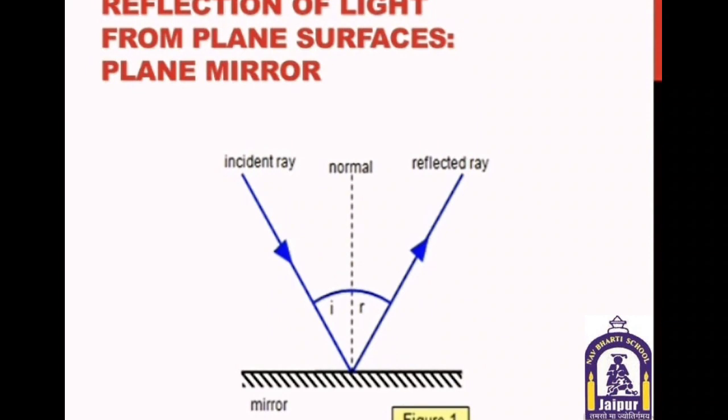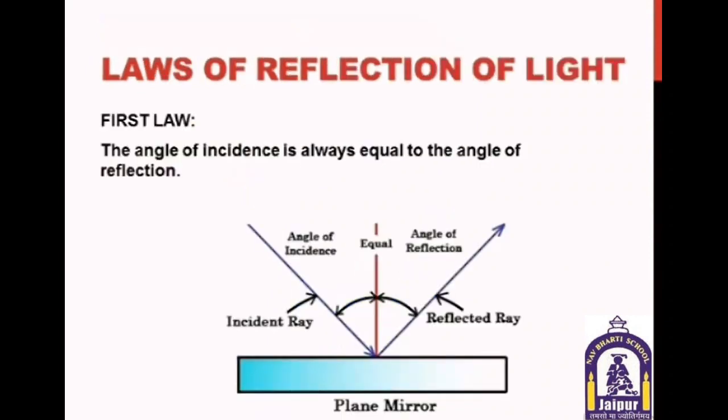Now, let's move to the next topic: laws of reflection of light. We will study some laws related to the reflection of light. The first law is, the angle of incidence is always equal to the angle of reflection. I told you earlier, angle I is the angle of incidence and angle R is the angle of reflection.